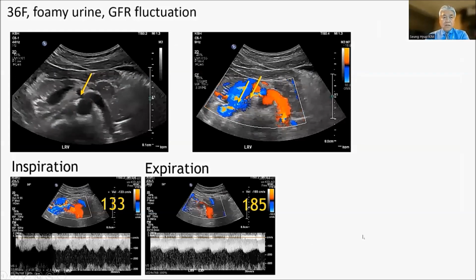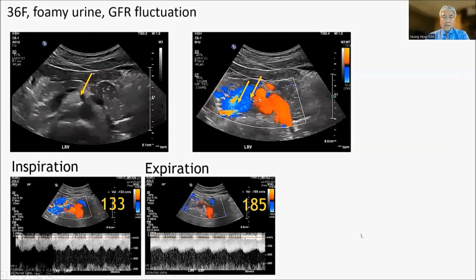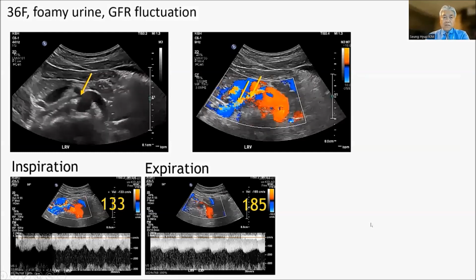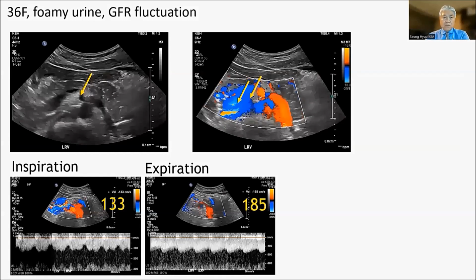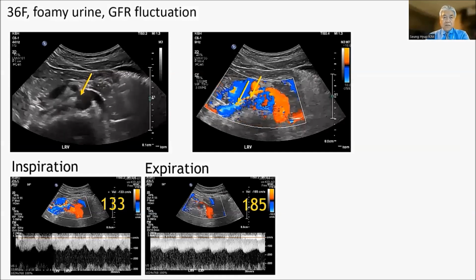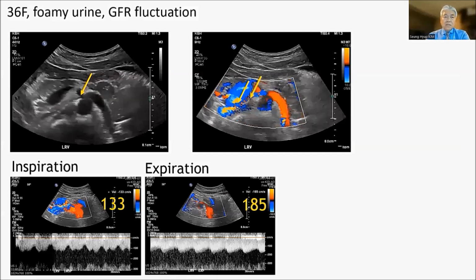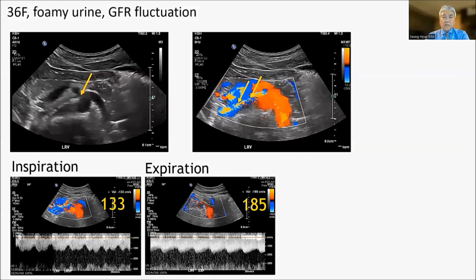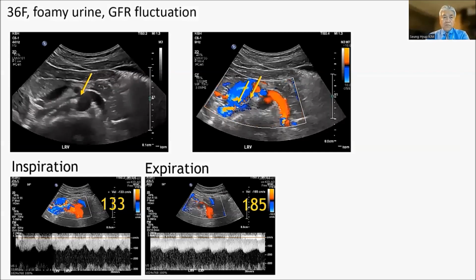This is a 36-year-old woman with foamy urine and glomerular filtration rate fluctuation. Grayscale and color Doppler show the Nutcracker phenomenon, narrowing and flow jetting. You may see a variation of Nutcracker findings with respiratory motion.